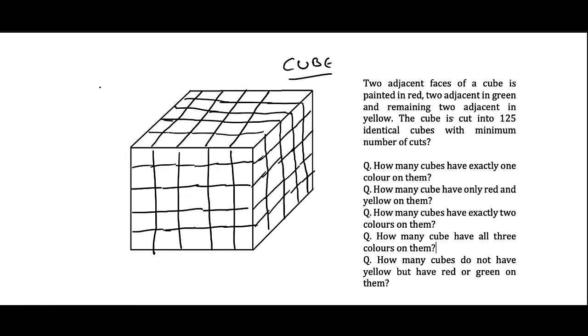Second type of question will be, earlier we had done opposite, now it is adjacent. That means 2 adjacent faces of a larger cube are painted red. That means both the colors are adjacent to each other. 2 adjacent faces are painted yellow and 2 adjacent faces are painted green. And the cube is cut into 125 smaller identical pieces. So we have made the cube and we have made the cuts. So let's make the colors.